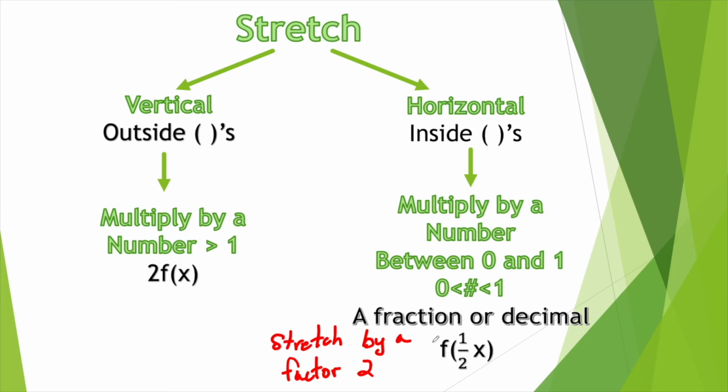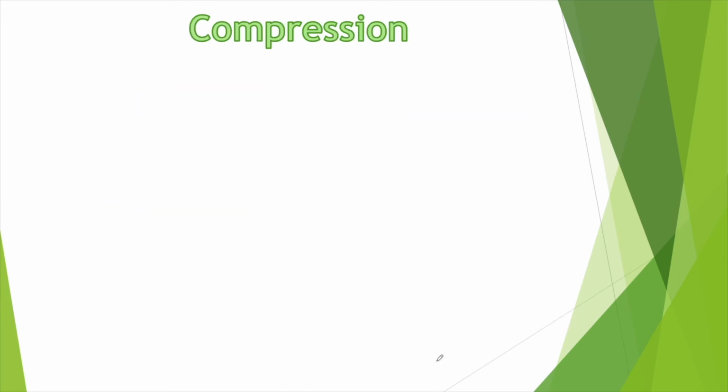Well, if we wanted to multiply by a factor of 2 when we're doing a horizontal stretch, then we're going to make it its reciprocal. We're going to flip it upside down, and that's where the 1/2 comes from. What about compression? Well, let's think.